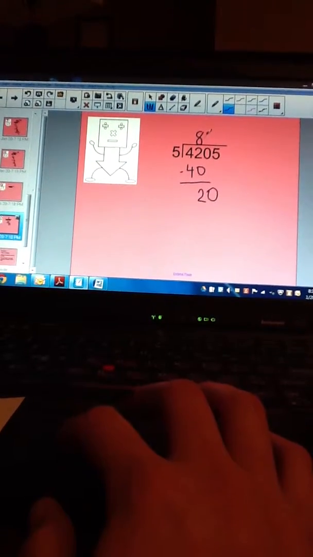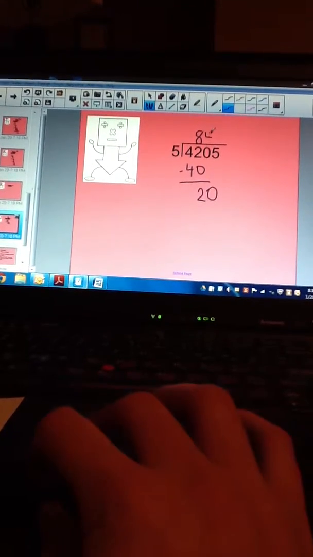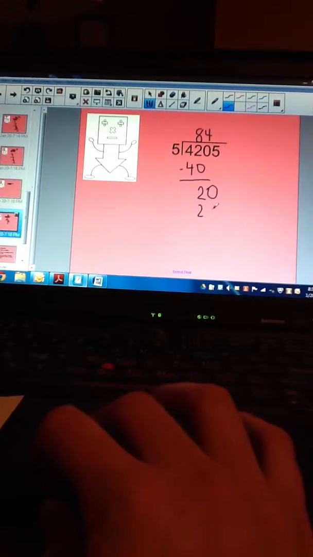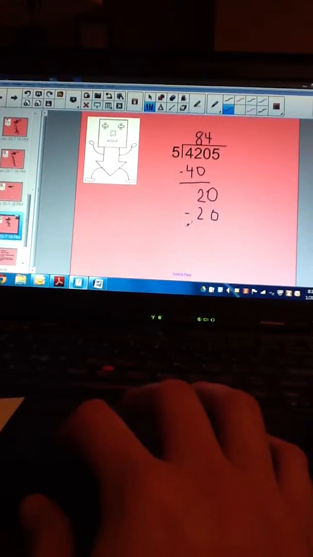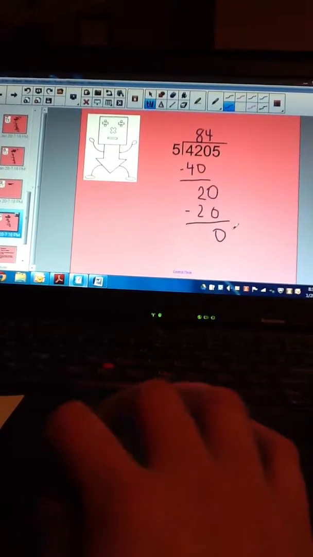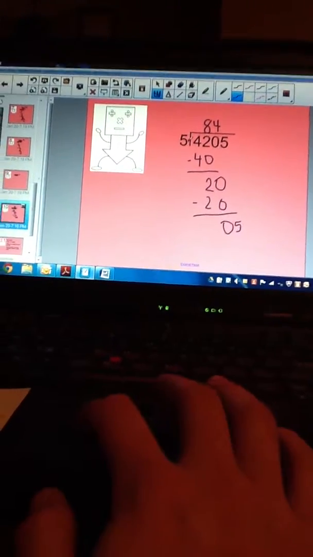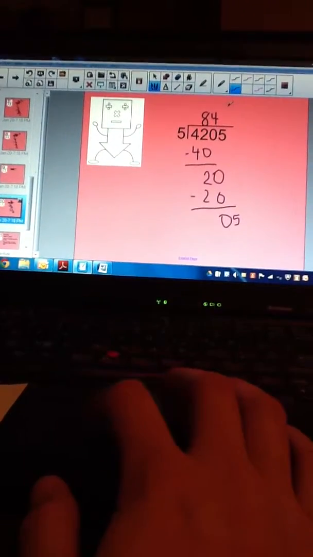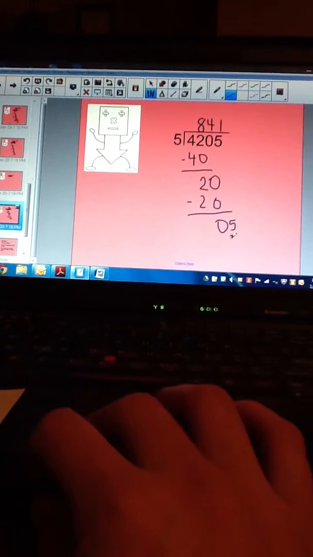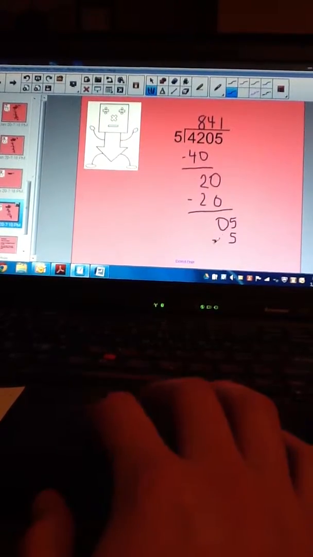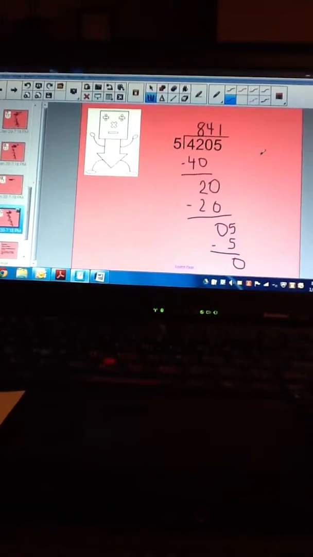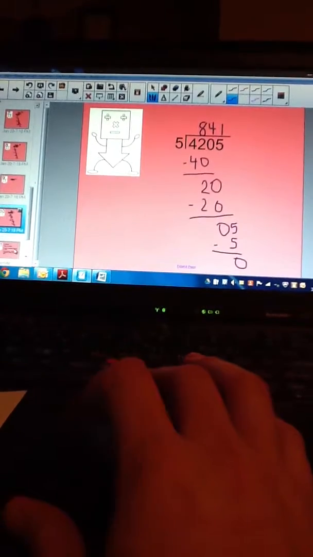5 fits into 20 4 times. And 5 times 4 is 20. I subtract, and I get 0. And I bring down my 5. Now, how many times can 5 fit into 5? 1 time. And 1 times 5 is 5. I subtract, and I get 0. So I do not have a remainder. So my answer is 841.